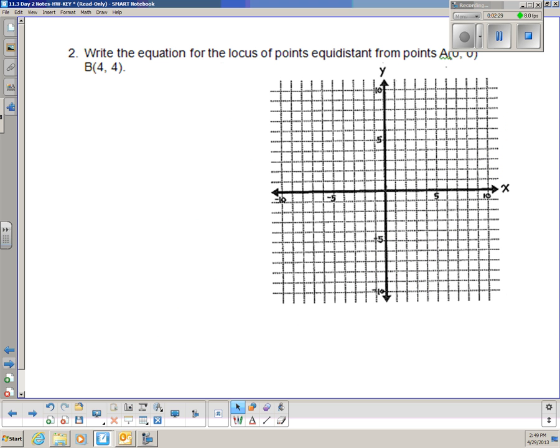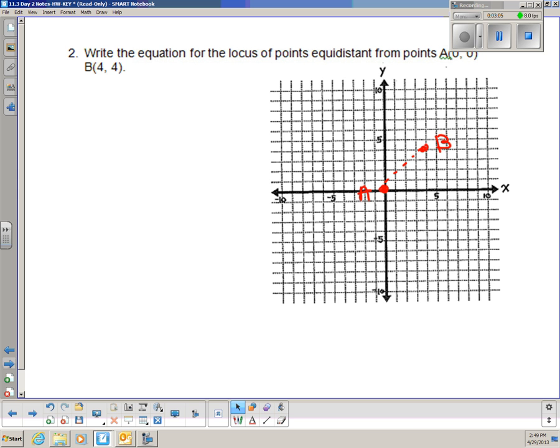The next one says write the equation for the locus of points equally distant from points A, which is 0, 0, and B, which is 4, 4. So the idea is we need to find the equation again of the perpendicular bisector, because if we find A here at 0, 0 and B over at 4, 4, then the locus of points equally distant from these 2 points, think about what we did yesterday. If we were to connect these 2 points together, then what we would need to do is find the perpendicular bisector of those 2 points, and that would be the line that we want.